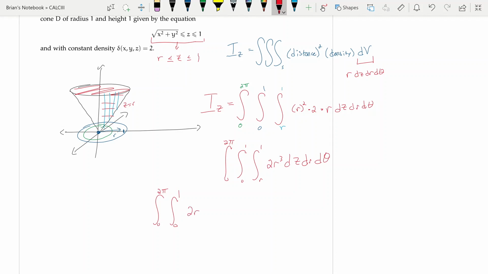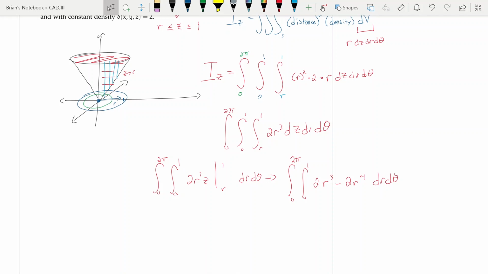So we'll have 2r cubed dz. We'll put a z on there, right? And we evaluate that from r to 1, dr d theta. We evaluate that from 1 to r. We'll get 0 to 2 pi, 0 to 1. We'll get 2r cubed minus 2r to the fourth. Ooh, fun. All right, cool. And then that's dr d theta. Awesome. Now we take the integral with respect to r now.